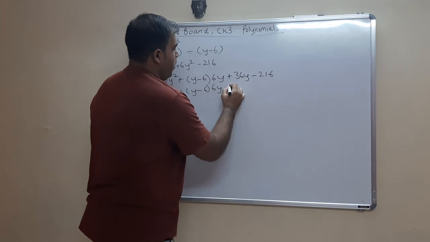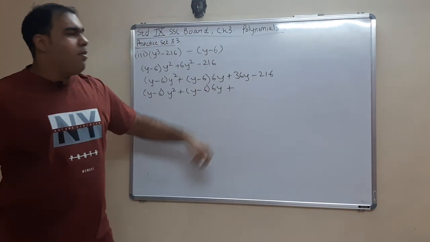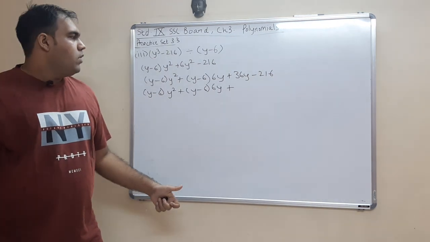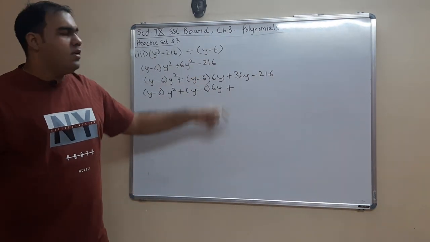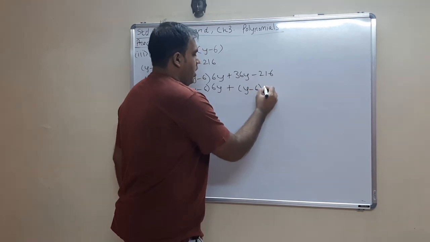Plus now 36y. So from 36y, how can we get y minus 6? How can we get it? y minus 6 into 36. So y minus 6 into 36.